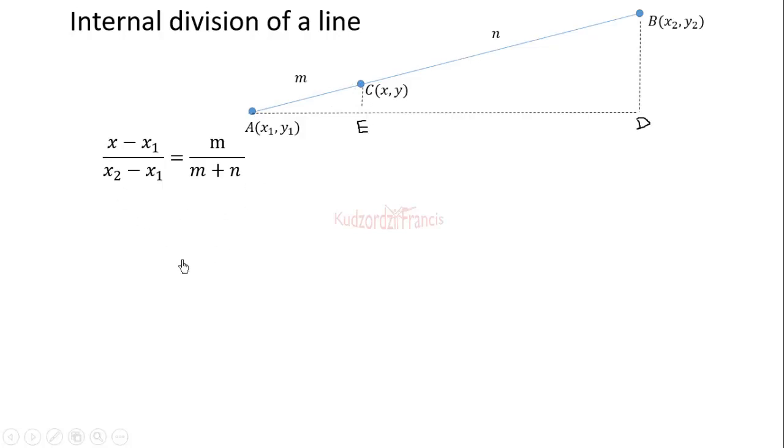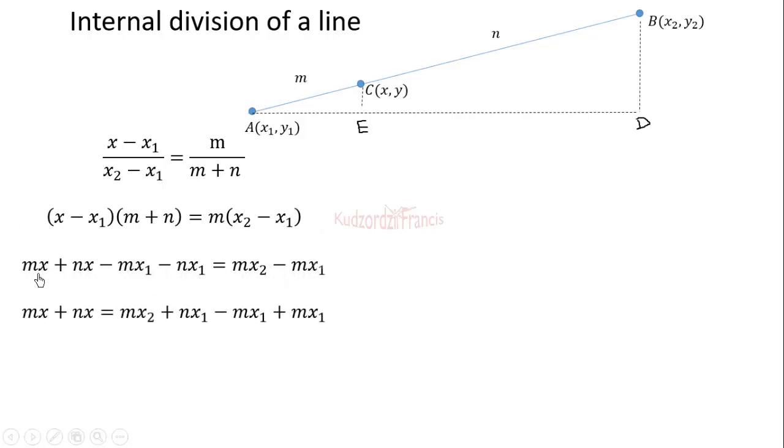Now we can cross multiply. So this will multiply this, and this will multiply this. That will give us this equation. The next thing we can do is to expand. So let's expand. x will multiply to get xm plus xn. Then this will take on this minus mx1 minus nx1. Then on the right too, we expand to get mx2 minus mx1. So that will give us this relation over here.